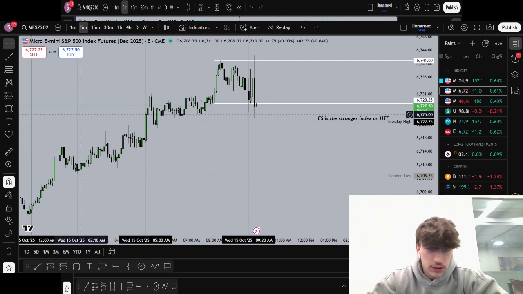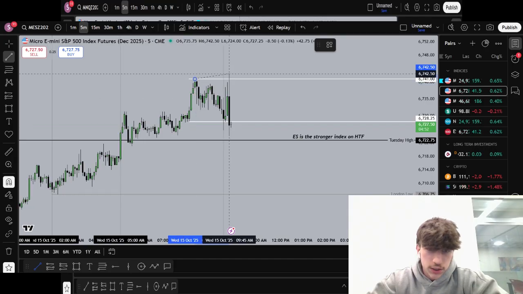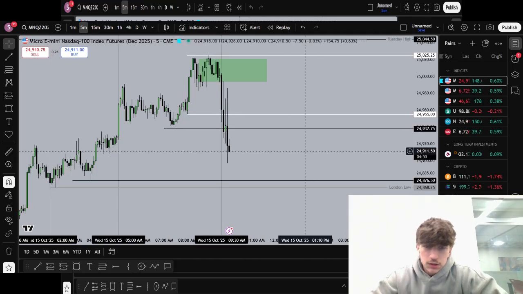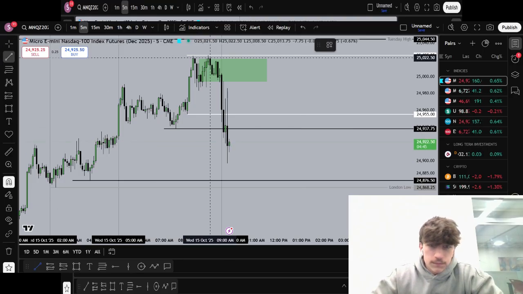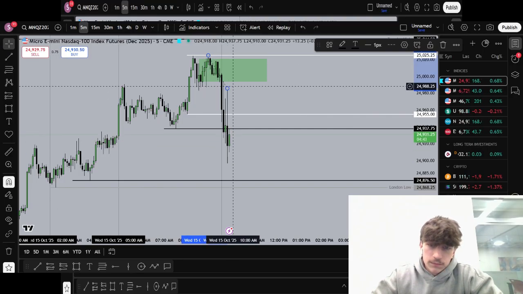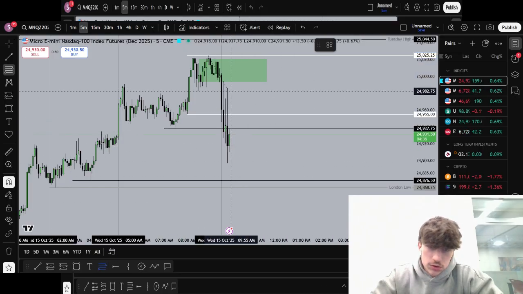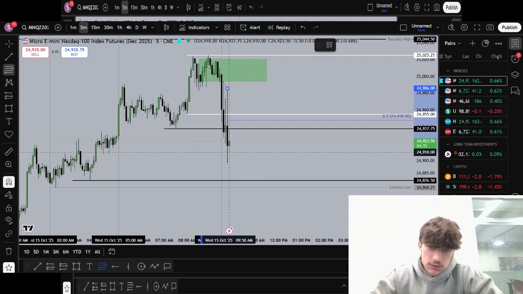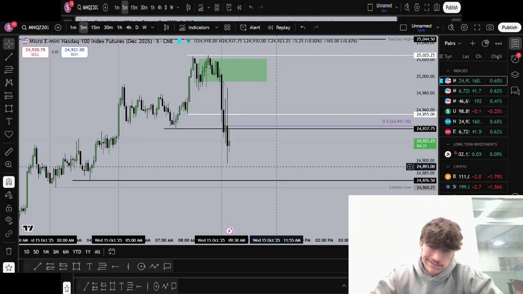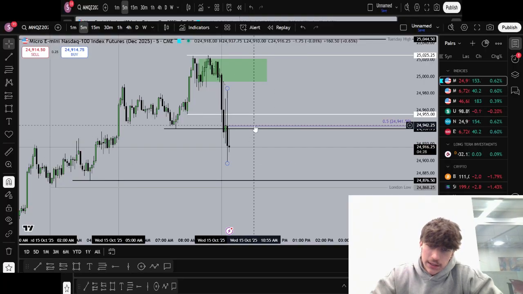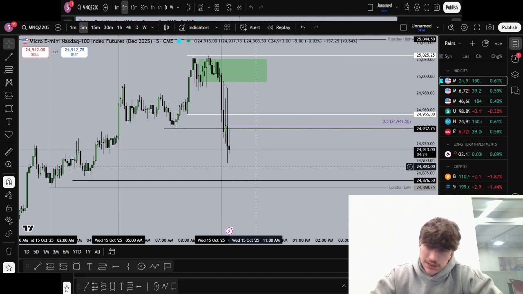So we get the SMT, but we don't get a break of structure on here. We already broke structure on NASDAQ, so big whoop. All right, if we can close. Ideally, we take out this low and then trade higher. See, I'm asking too much.